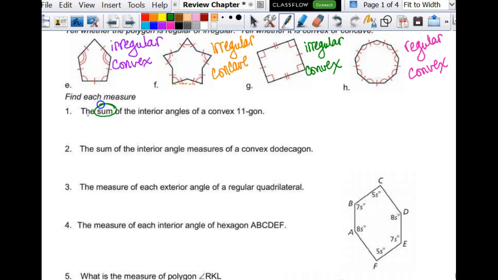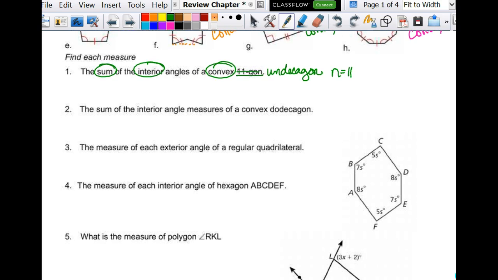I want the sum of the interior angles of a convex 11gon, which I can't believe I actually wrote it like that. That really has a name. That would be an undecagon. And you need to know then that n equals 11. So if I want the total number of interior degrees, that's when I use the n minus 2 times 180. So that's going to be 11 minus 2 times 180. Okay. So that's going to be 9 times 180.